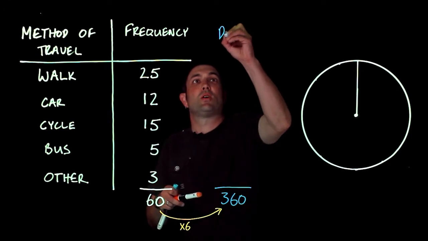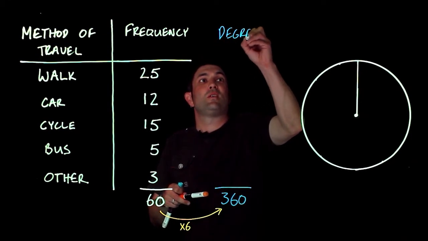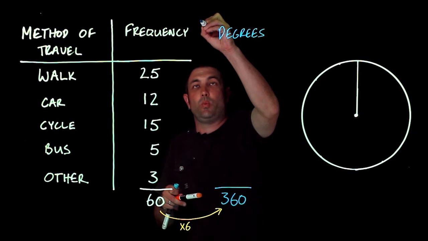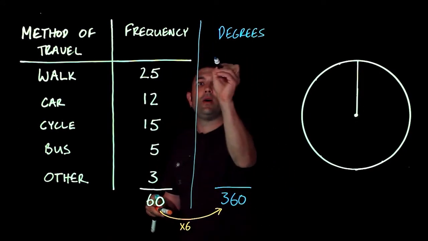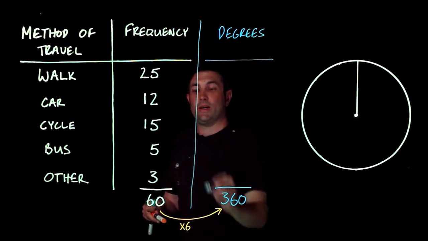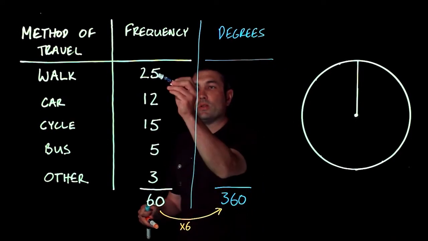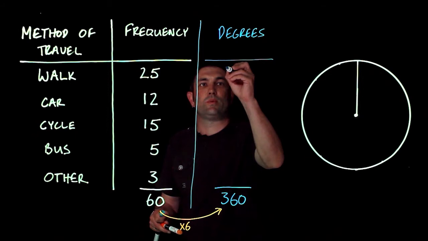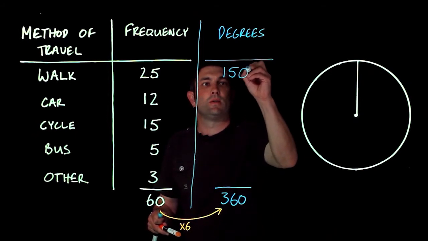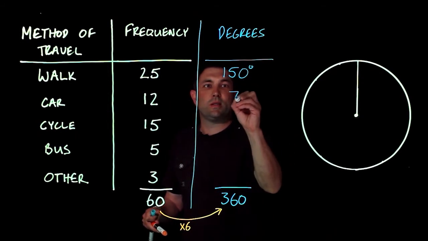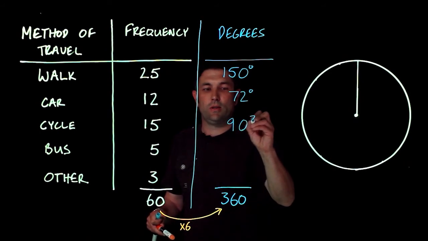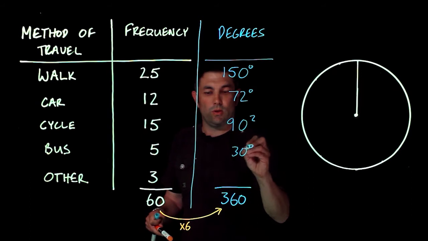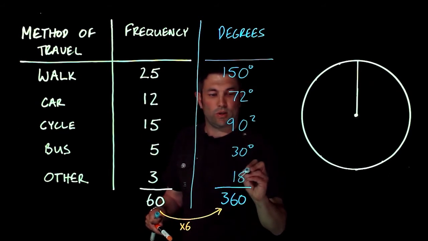I'm going to put a degrees column. You might want to do this in an exam or in a test because they won't give you it like this. So here we go, 25 times 6, because it's times 6 here, I've got to times this by 6, 25 times 6, 150 degrees. 12 times 6, 72 degrees. 15 times 6 is 90 degrees. 5 times 6 is 30 degrees. And 3 times 6 is 18 degrees.